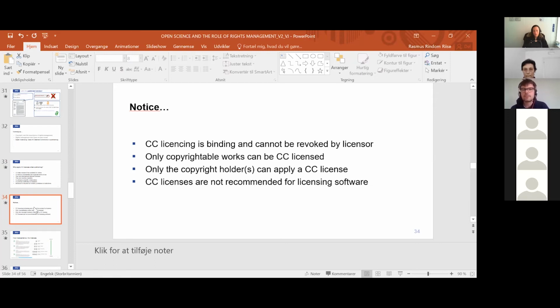And CC licenses are not recommended for licensing software, simply because CC licenses only protect the user face of the software, not the code behind it. And that's actually the code that you want to distribute with a license. So therefore, other licenses have been developed for licensing software, such as GNU licenses.